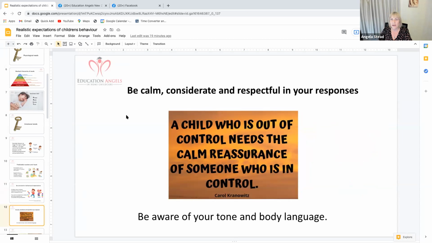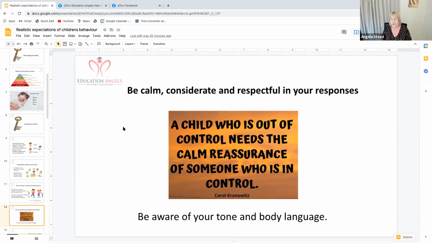And then also being calm and considerate and respectful in your responses. And in that too, be aware of your tone and your body language. Children are really smart and they pick up on little things like you're saying yes, but you've got a really angry look on your face because they shouldn't have asked you in the first place. That kind of situation can be really, really confusing to children. So it's always best to make your tonality and your body language match the message you're trying to convey, and try and keep it as respectful as you possibly can.